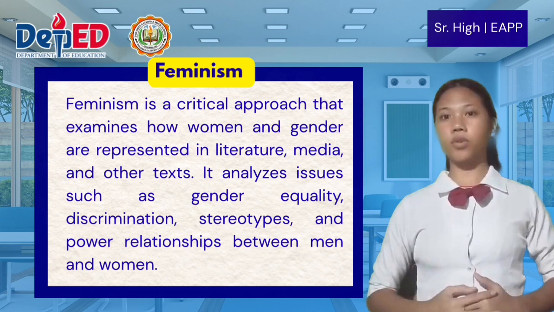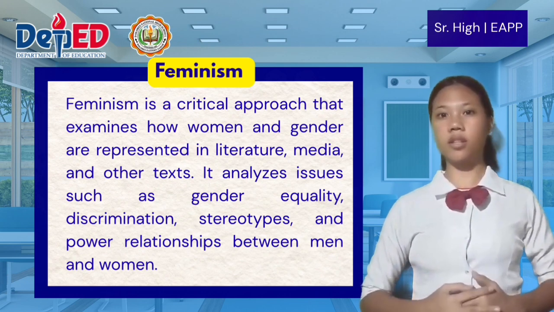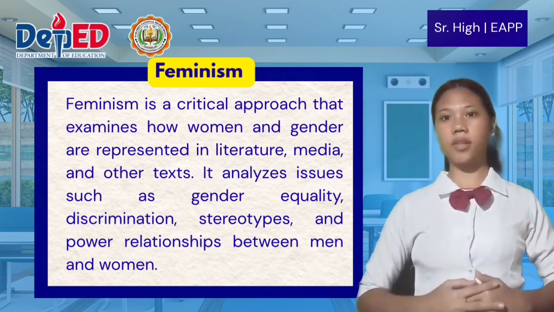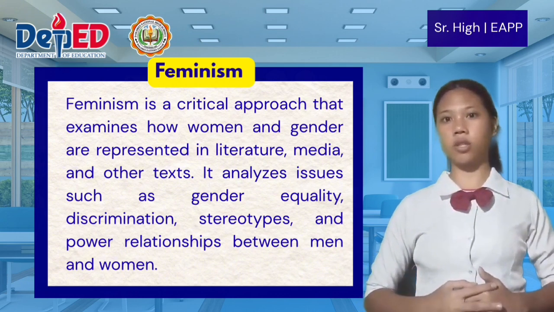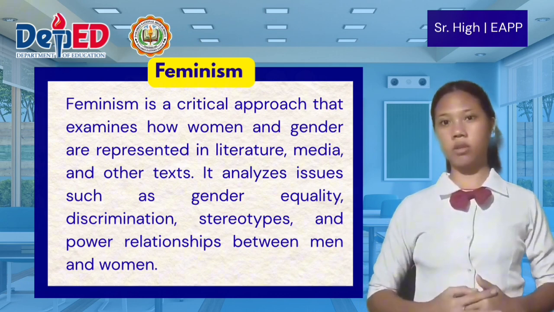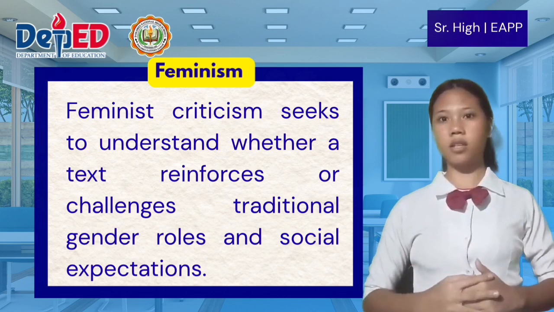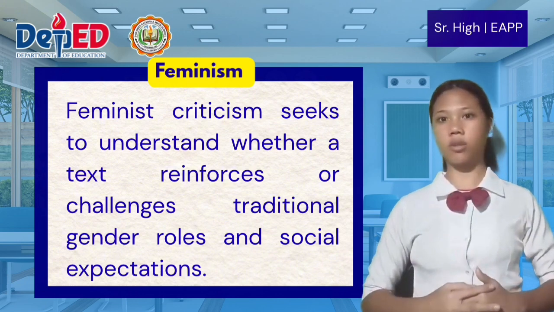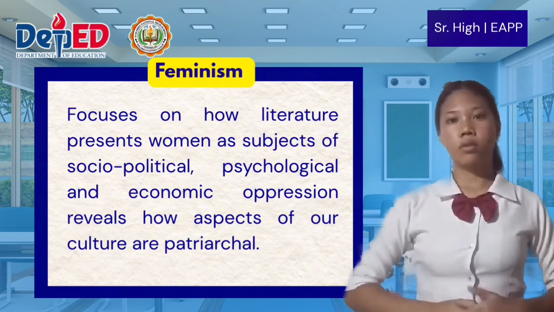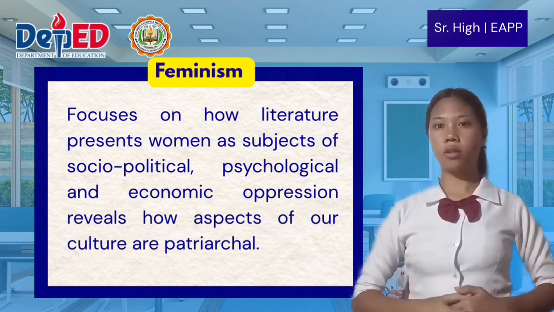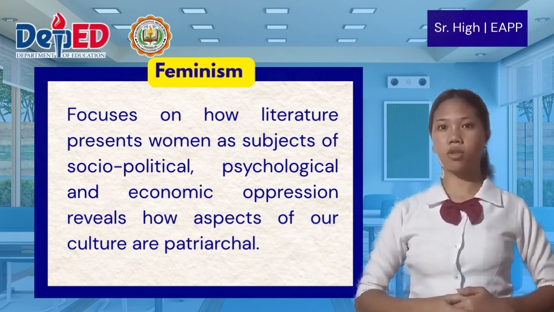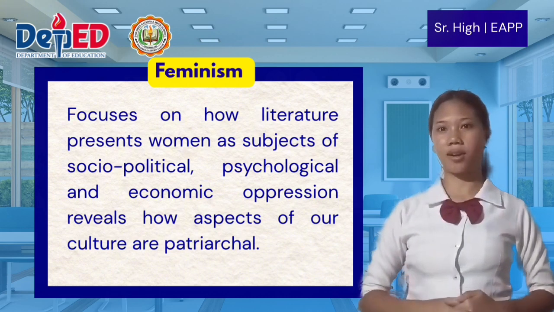Feminism is a critical approach that examines how women and gender are represented in literature, media, and other texts. It analyzes issues such as gender equality, discrimination, stereotypes, and power relationships between men and women. Feminist criticism seeks to understand whether a text reinforces or challenges traditional gender roles and social expectations. It focuses on how literature represents women as subjects of social, political, psychological, and economic oppression. It reveals how aspects of our culture are patriarchal.